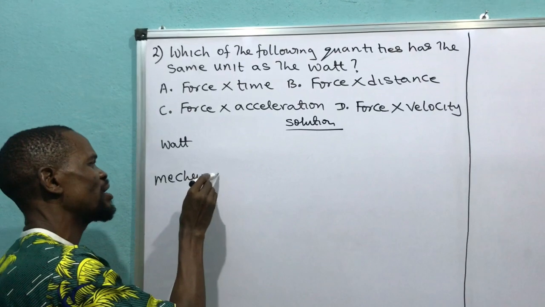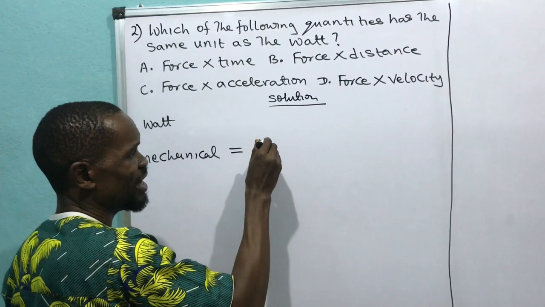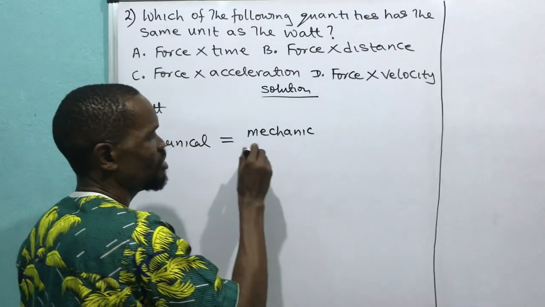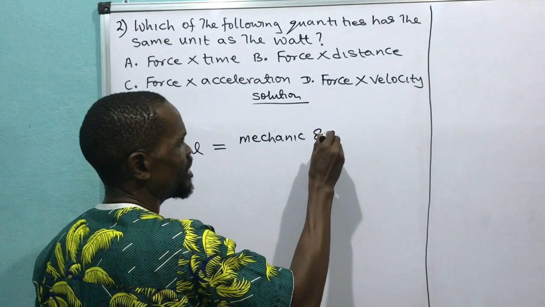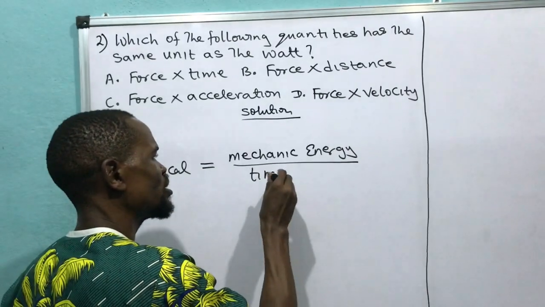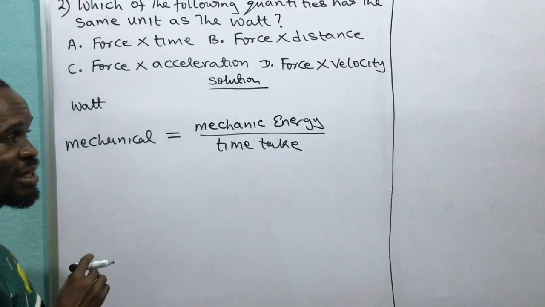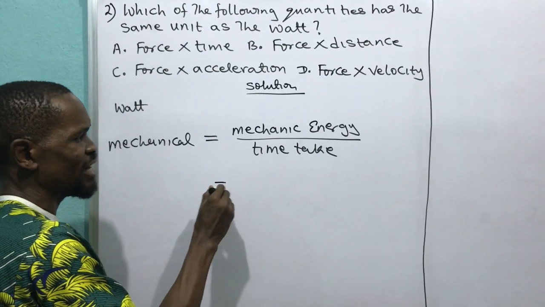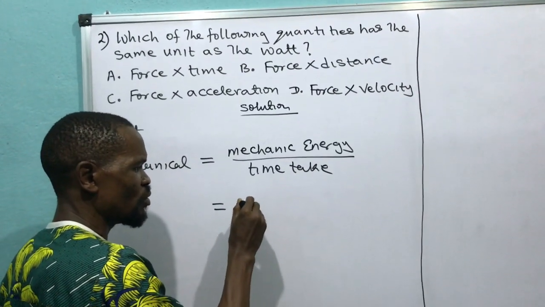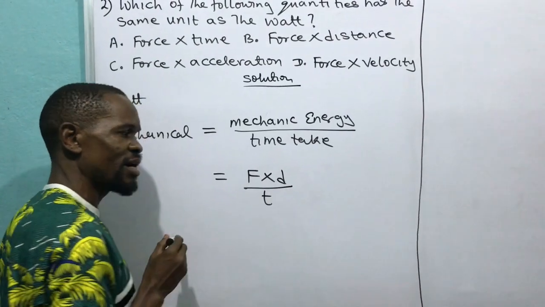Mechanical power is equal to mechanical energy over time taken. And what is mechanical energy? Mechanical energy is work done, which is force times distance, over time. Are you following?